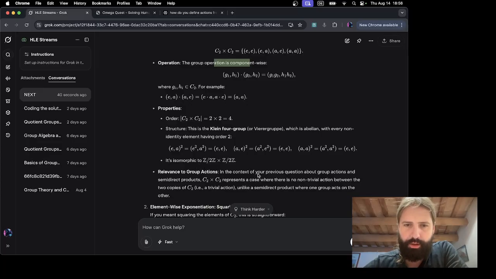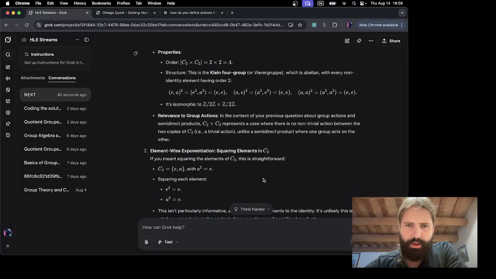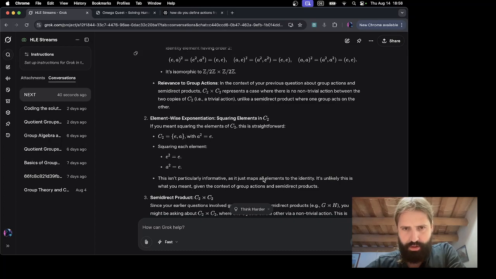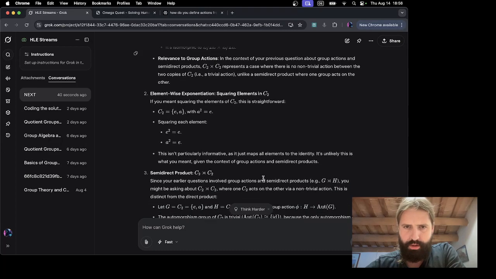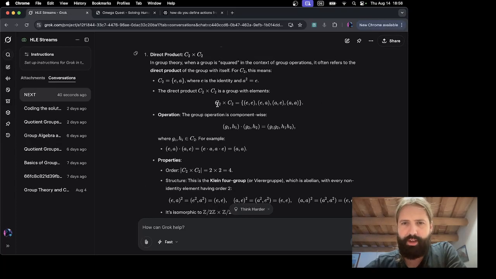It's isomorphic to these. No, I guess that's what I meant. Is the direct product. I guess it's what you could say is these, right? So it's this with four elements, C2 times C2. So it's basically the Cartesian product, and then the operation is just the element-wise operation.